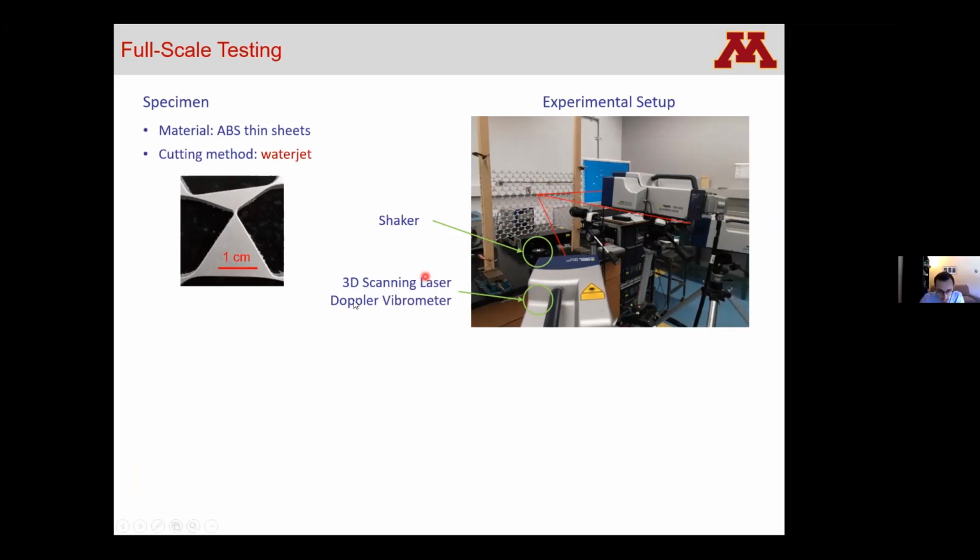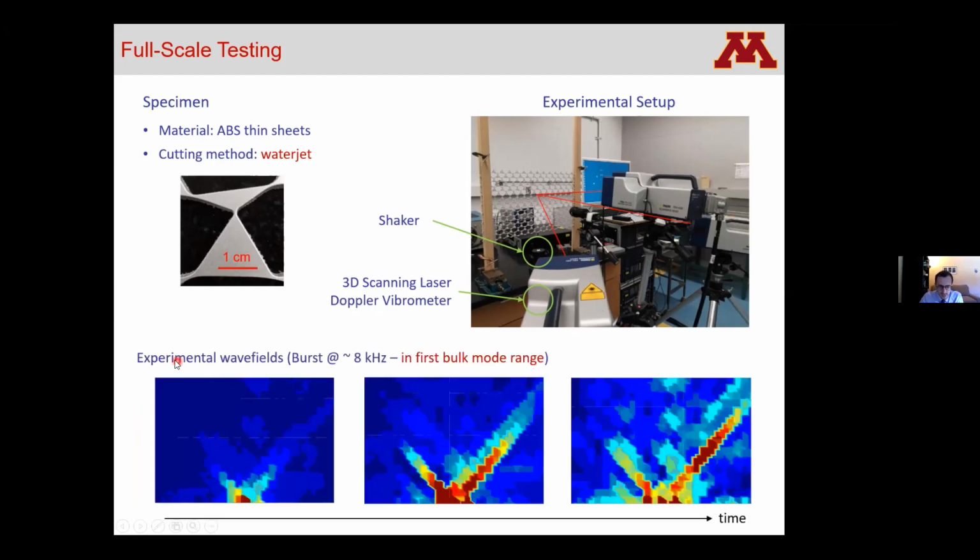the wave field. And this is what happens at a certain frequency that should excite a bulk wave, so a wave in the interior. These are 3 consecutive snapshots. So the wave starts from the excitation point, and then it propagates into the bulk. And as you see, it does so in an interesting way.